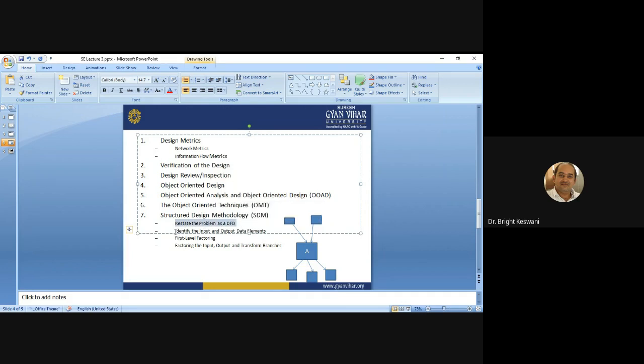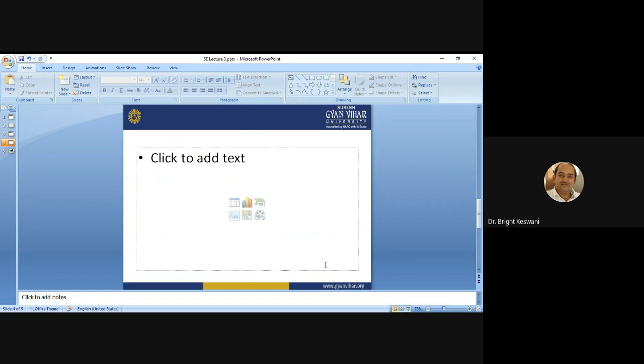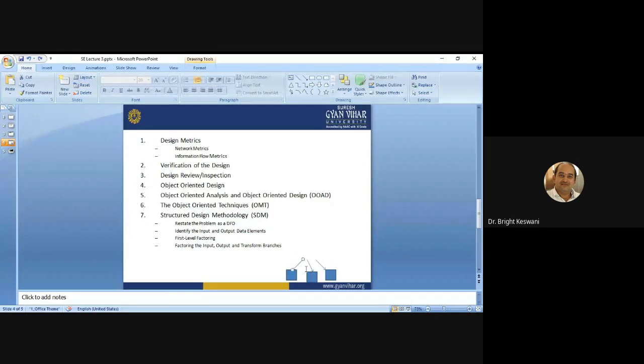First is restate the problem as a DFD. Second is identify the input and output data elements. Third is first level factoring, and last one is factoring the input, output, and transformation branches. So these are the major steps in the SDM, structured design methodology. Let us discuss all these four steps one by one.